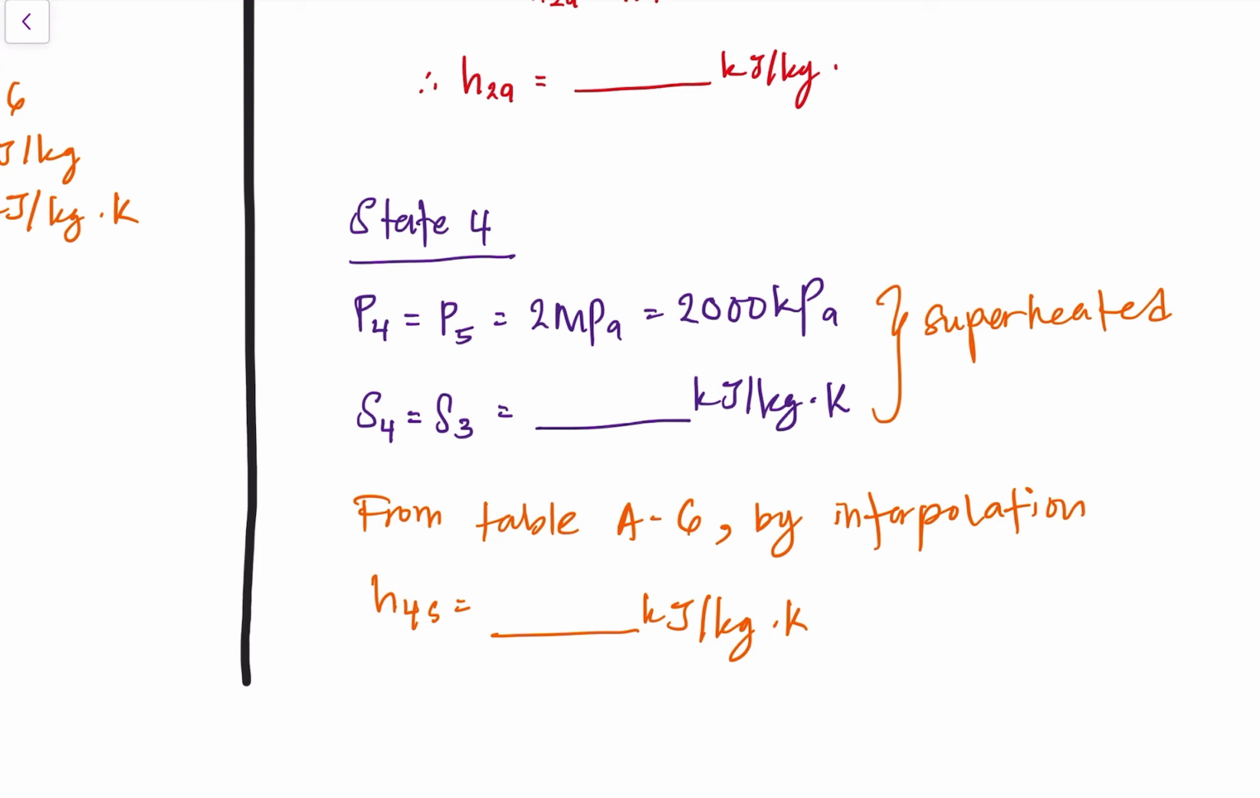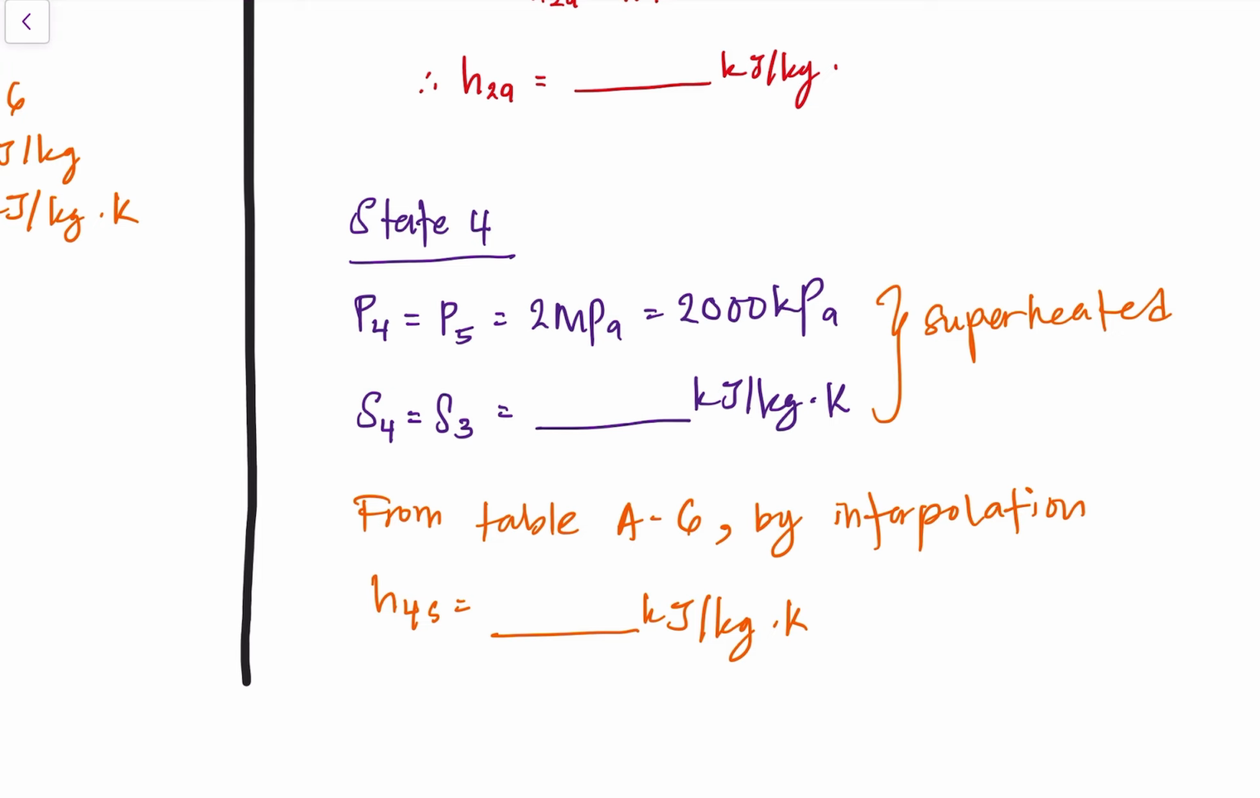So the pressure will be the same as state 5, which is entering our low pressure turbine, which is 2 megapascal. If we convert it into kilopascal, then we are going to get 2000 kilopascal. So for this, we know that the process, for the ideal case, will be isentropic with state 3. So entropy at state 4 is equal to entropy at state 3.